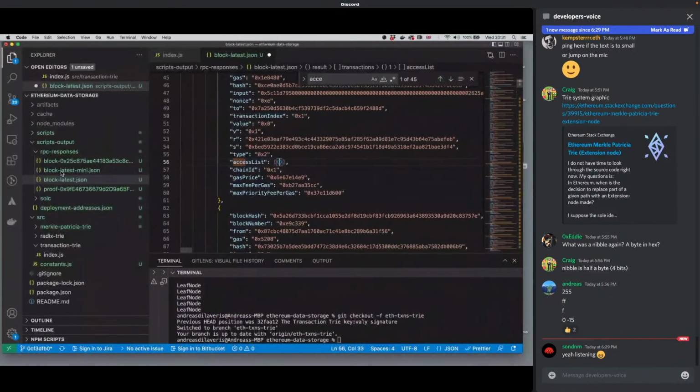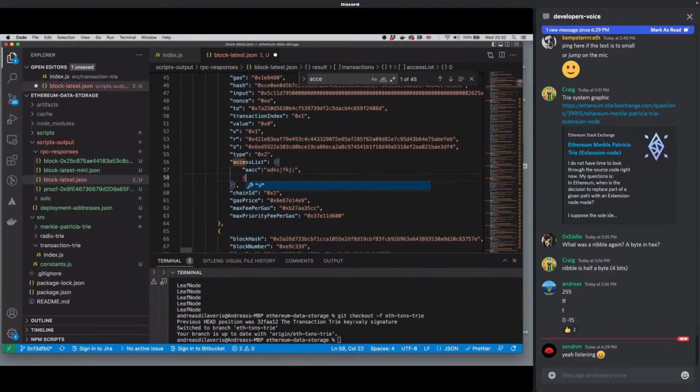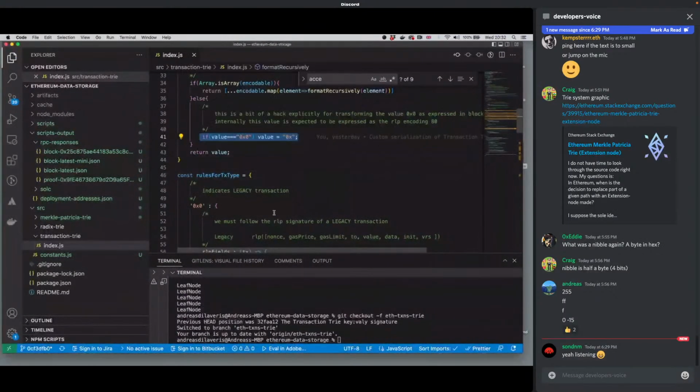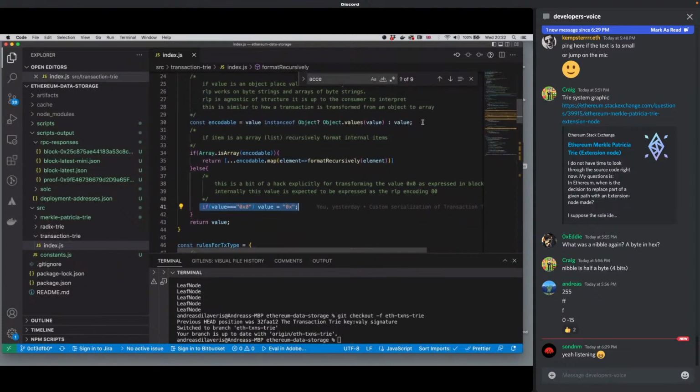But the access list information looks something like this. I'm making this up, but it's sort of like account. Well, let's just say that's an account, and then it's some hash information, and then there's another property underneath. Basically it's an array of objects. If you remember, RLP encoding only works on arrays and lists, arrays, and byte strings. So what we need to do is serialize those objects into arrays.